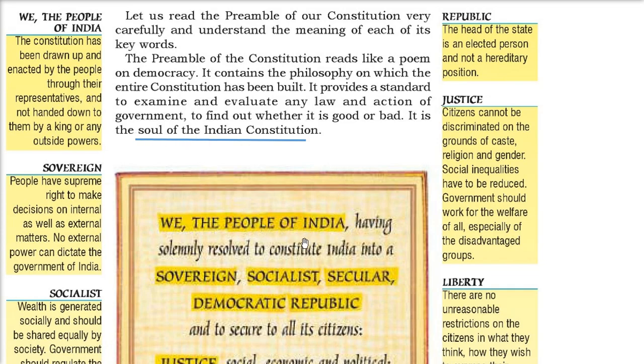Then we, the people of India, having solemnly resolved to constitute India into a sovereign. What is this sovereign? That is, people have the supreme right to make decisions on internal as well as external matters.